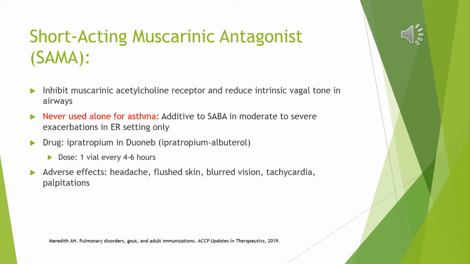You've probably seen it in the nebulizer DuoNeb, which is a combination of ipratropium and albuterol. And that is because ipratropium should never be used alone for asthma, and it is only used in addition to albuterol in moderate to severe exacerbations in the ER setting only. Some possible adverse effects of this drug are headache, flushed skin, blurred vision, tachycardia, and palpitations.